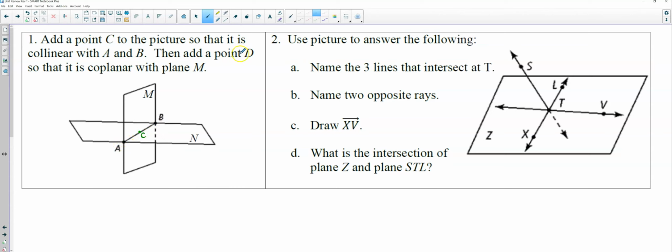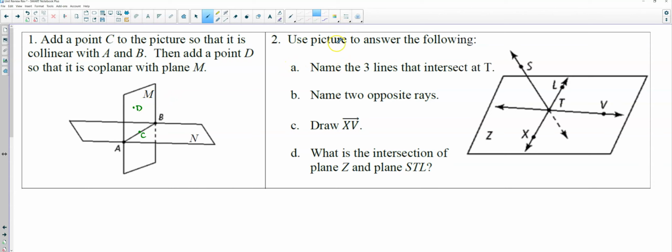Then add point D so that it is coplanar with plane M. Well, first you need to know where plane M is. Plane M is this one that is vertical. So I'm just going to add a point right here, and I'm going to call it D. And this point D is coplanar with plane M. So point D is in plane M, right?